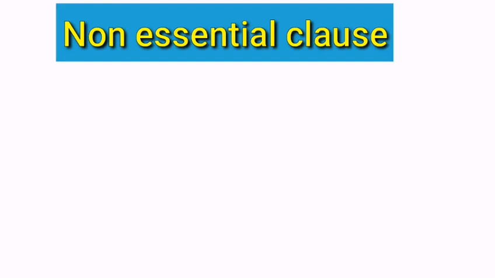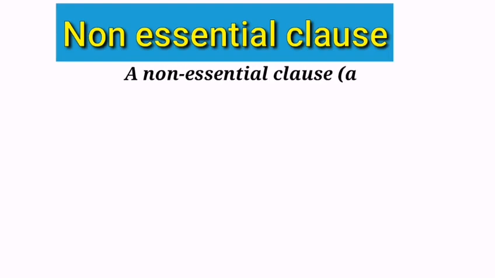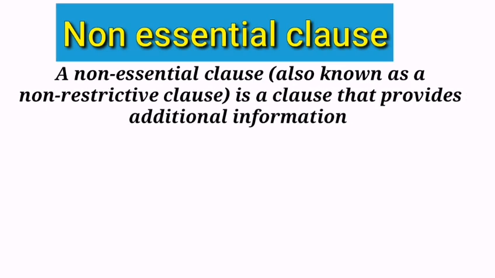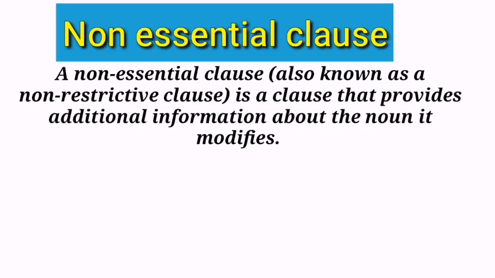On the other hand, a non-essential clause, also known as a non-restrictive clause, is a clause that provides additional information about the noun it modifies. What does it mean? Actually, it is a kind of clause which is also called a non-restrictive clause. It is also like an essential clause but to some extent it is different. But, if you want to identify it, then keep in mind these points.